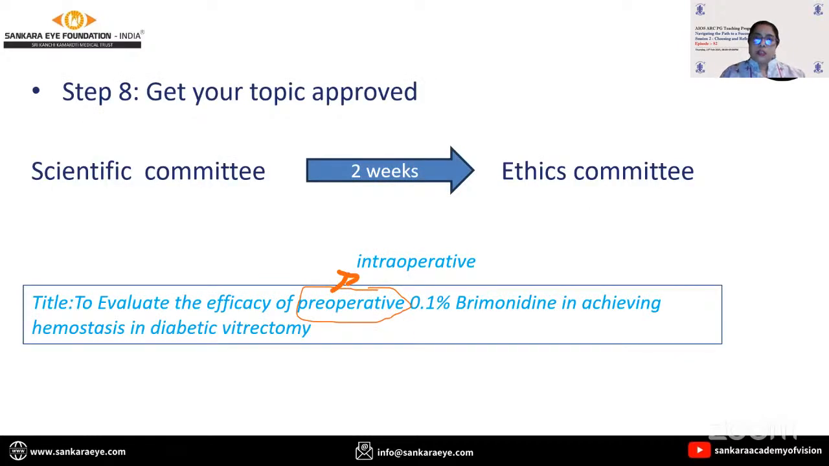Once all these obstacles are over, then you have to get your topic approved through your scientific committee, your ethics committee or IRB. Now, this is a topic which one of our students had done, to evaluate the efficacy of preoperative 0.1% brimonidine in achieving hemostasis in diabetic vitrectomy. Now, the initial thinking was intraoperative 0.1% brimonidine. Now, as per the DCGI, approval has not been given for intraoperative brimonidine, that is, into the vitreous cavity.